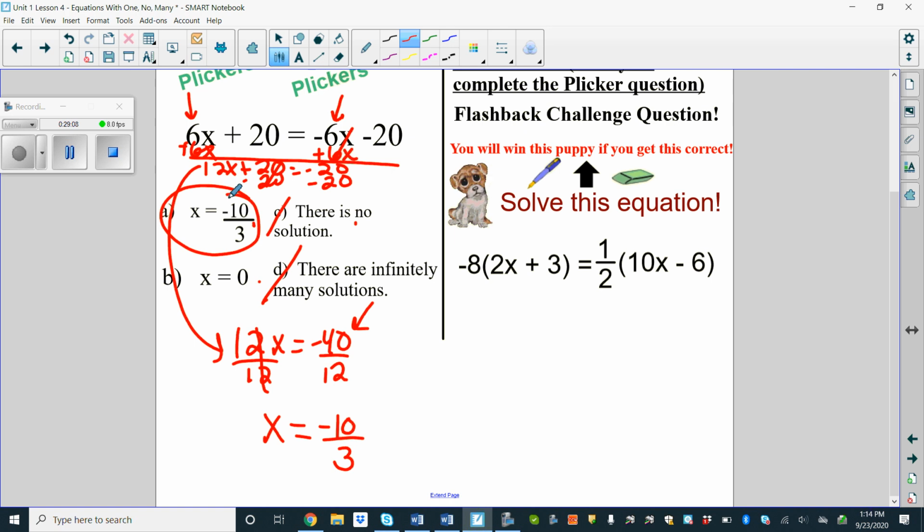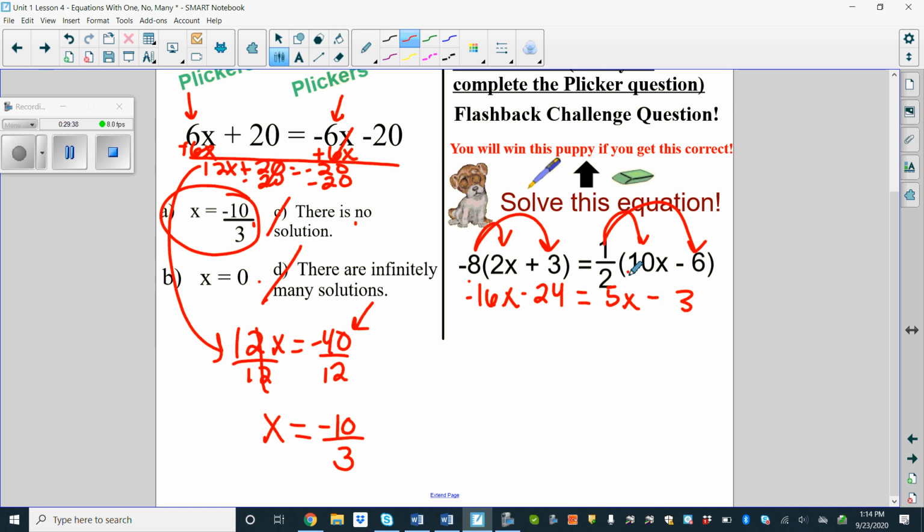The next question, we have to start by distributing on both sides. So negative 8 times 2x is negative 16x. Negative 8 times 3 is negative 24 equals 1/2 times 10x, so a half of 10 is 5x. And then a half times negative 6, so what's a half of negative 6? Negative 3. I know this will have one solution because I have a negative 16x and a 5x. They are different, so it's automatically going to have one solution.